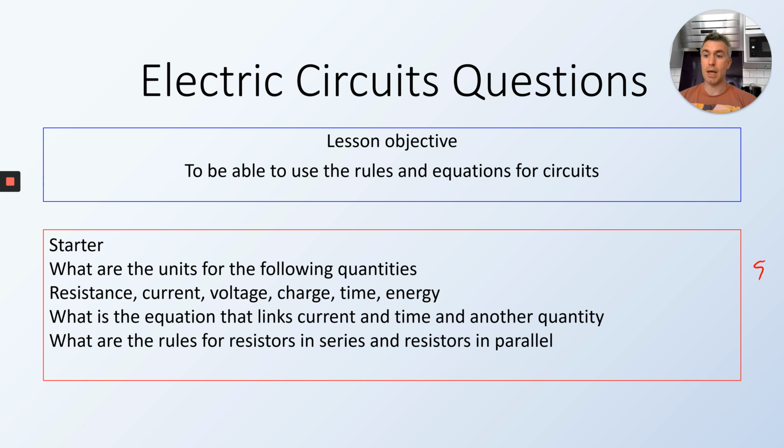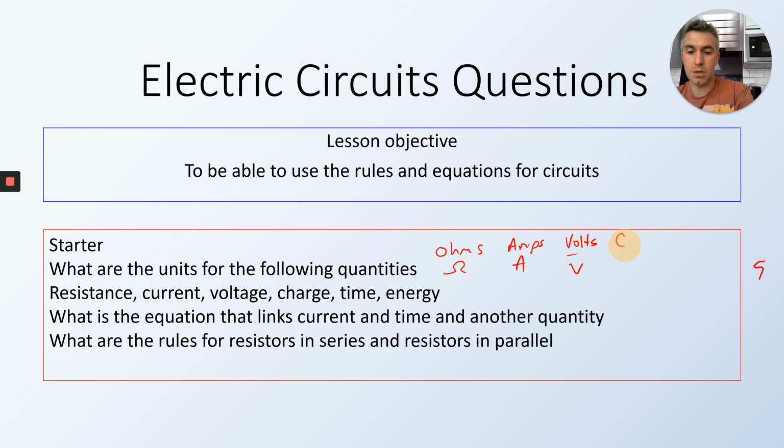You done? Excellent. What are the units for the following? So resistance is in ohms, OHMS, and it has this little symbol like that. Current is amps, and we just have a capital A. Voltage, potential difference, volts, is V.